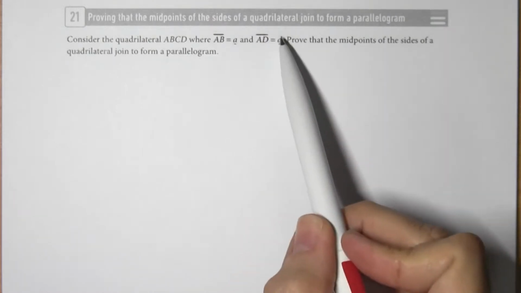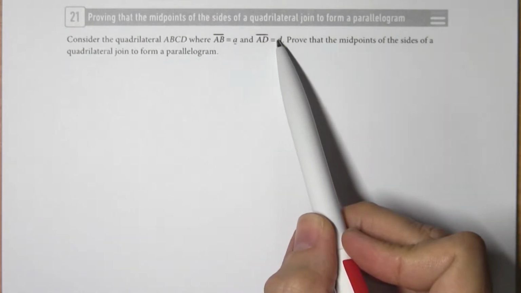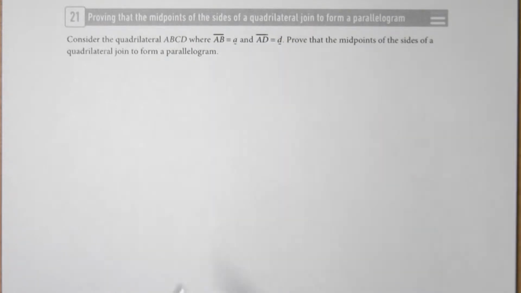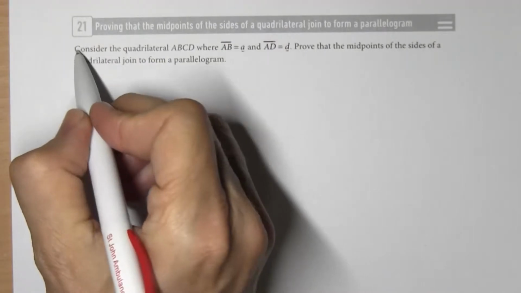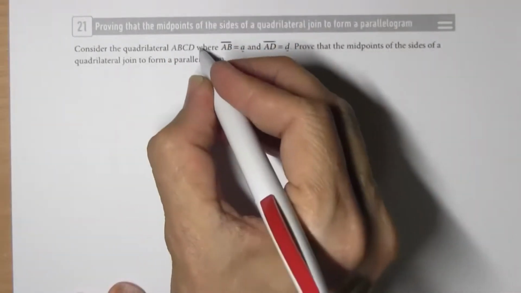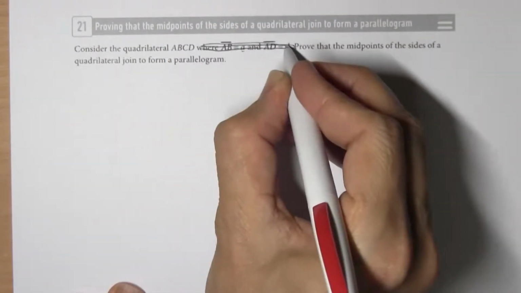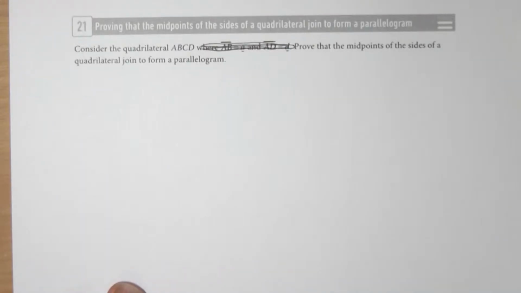They said AB is A and AD is D. The next thing they say is that AB and DC are the same vector A. But that's only true if it's a parallelogram. So, change this and delete this. This is not important. Okay?